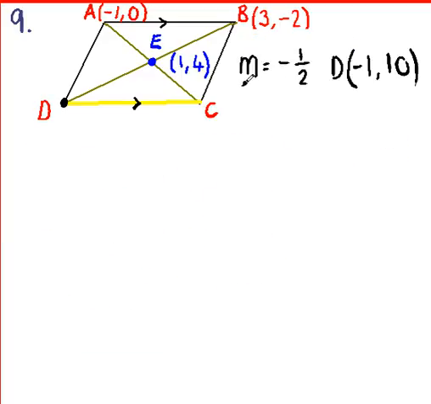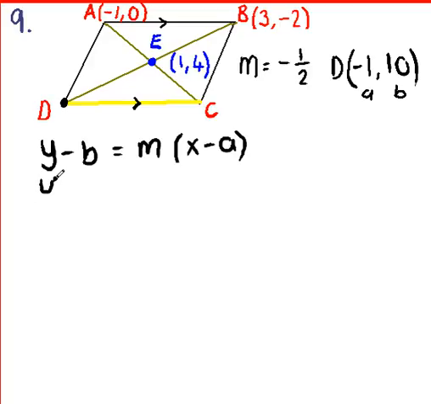So keeping the important information, we have the gradient is minus a half, and the point we need is (-1, 10). So writing down a formula, y minus b equals m(x minus a), where this is the point a, b. So we have y minus 10 equals minus a half, and then x minus a, which is x minus 1.